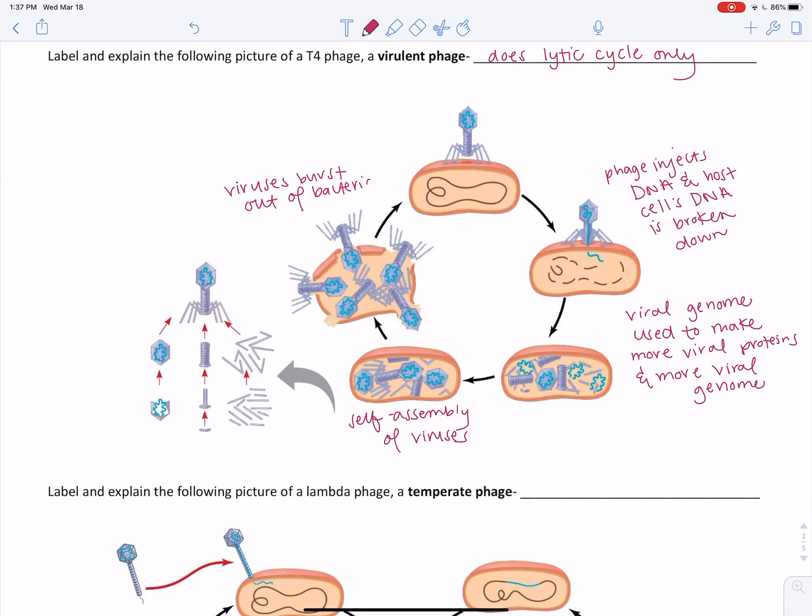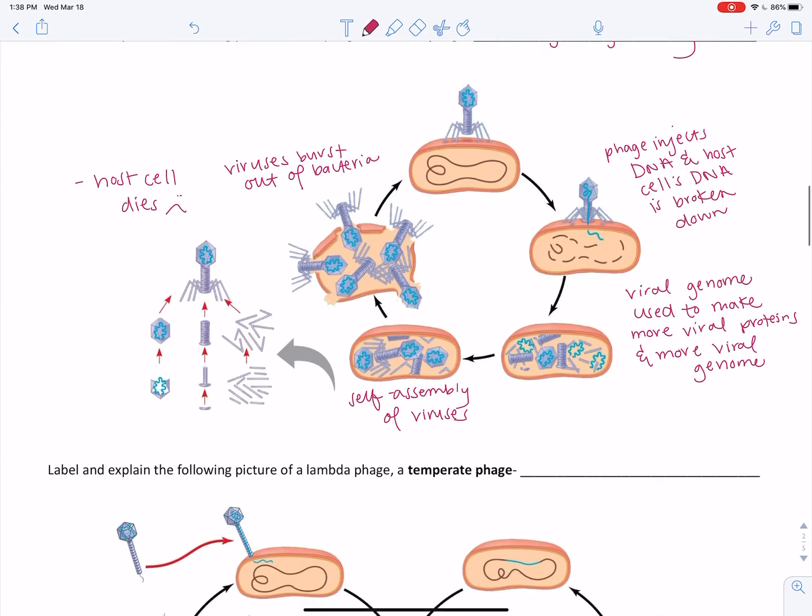And so this results in the host cell dying. Well, maybe it's a sad face depending on the type of bacteria. But the host cell dies, and the viruses can then go and infect other cells.